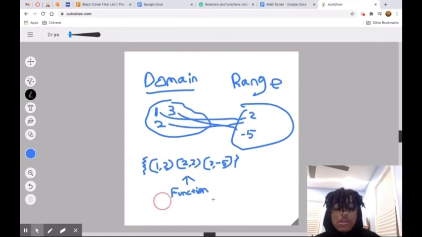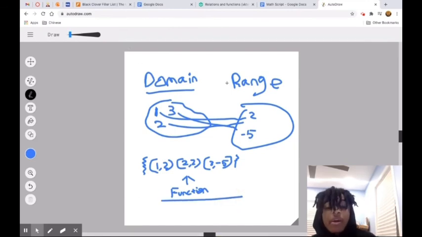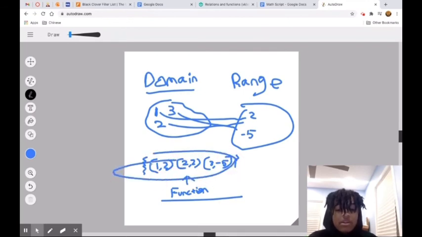As you can see here, in our relation, we have our input number called the domain, our output number is the range. They are correctly related to each other. 1 and 2 both relate to 2, and the 3 relates to the -5, and we have our relation right here with our set of numbers of 1 and 2, 2 and 2, and 3 and -5.